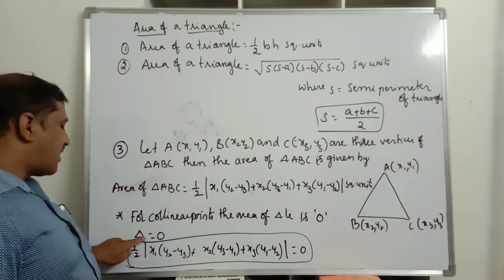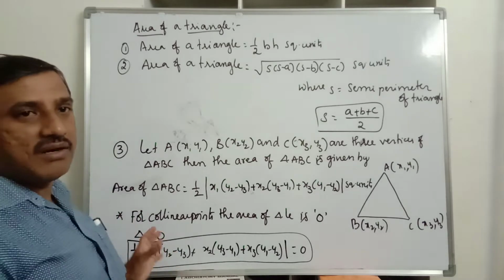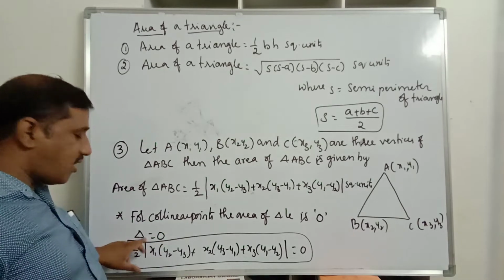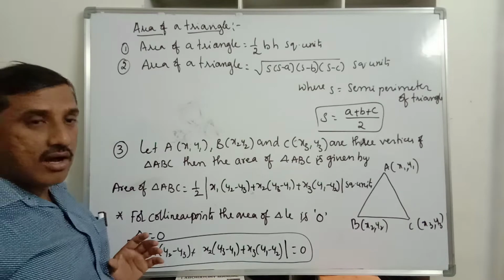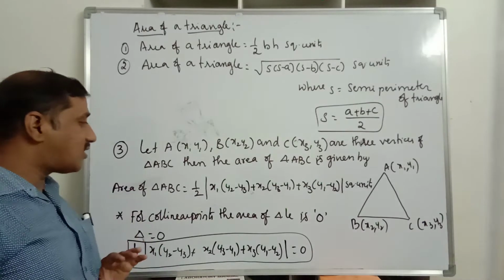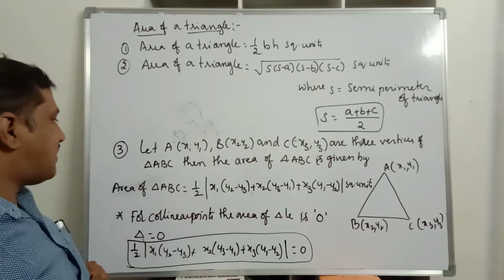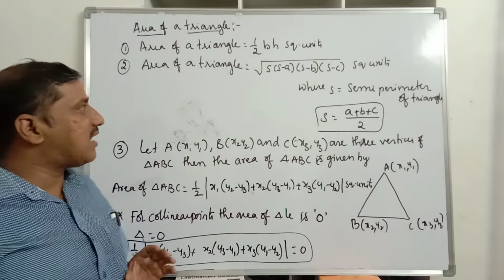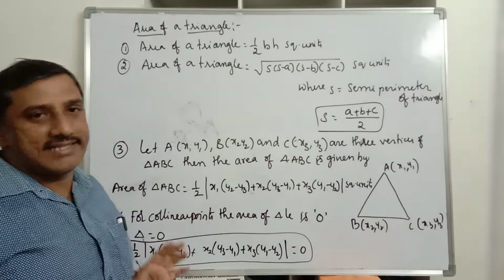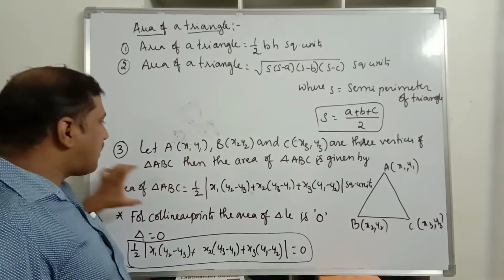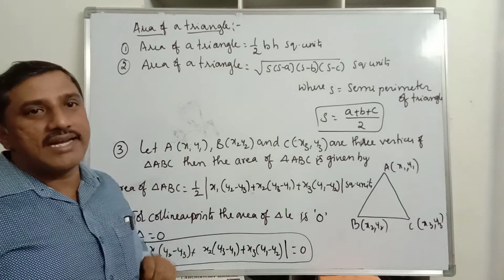Here, what does delta represent? It represents the area of the triangle. The symbol for the area of a triangle is the Greek letter delta. Delta is equal to 0 for collinear points. When we know the 3 vertices of triangle ABC, we use this formula to find its area. It is very easy to remember this formula.